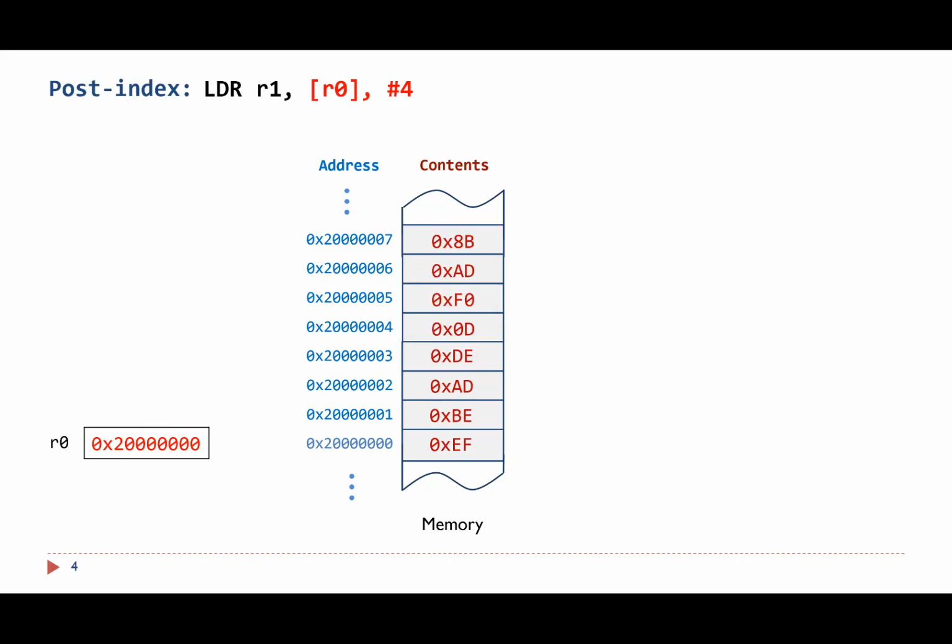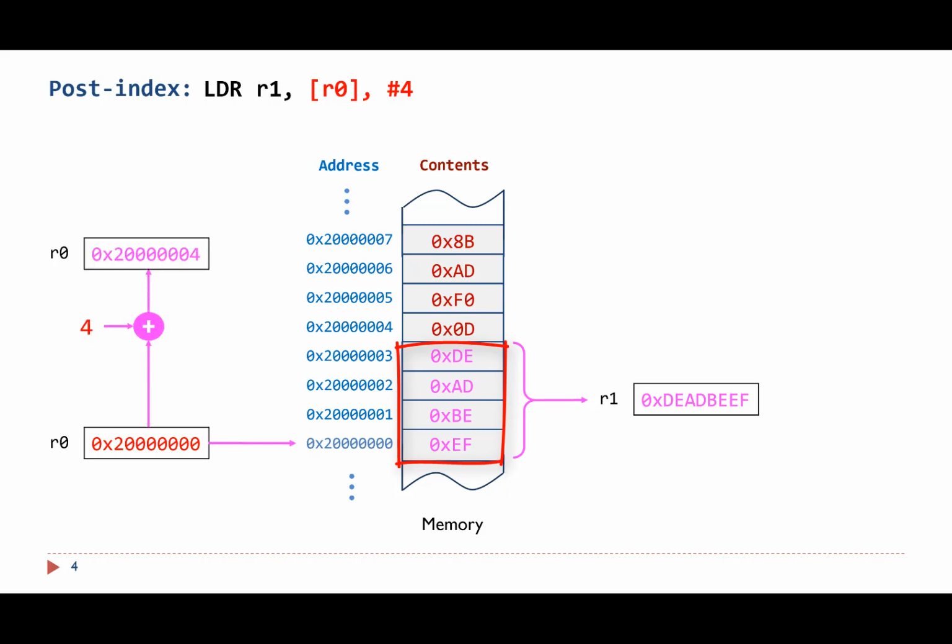This is an example of post-index. For post-index, the value is loaded from the address in the base register R0, and then is saved into register R1. In addition, the offset is added to the base memory address.